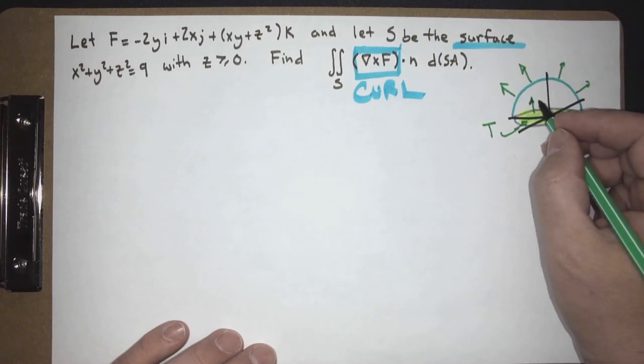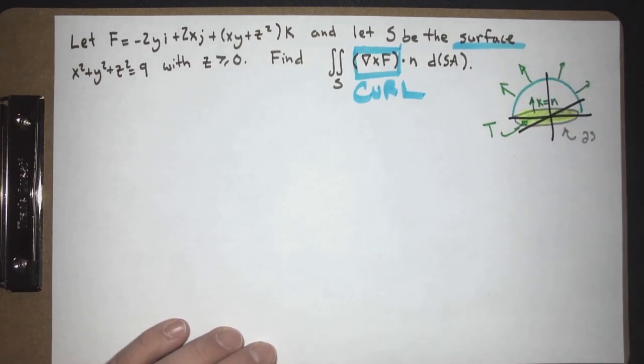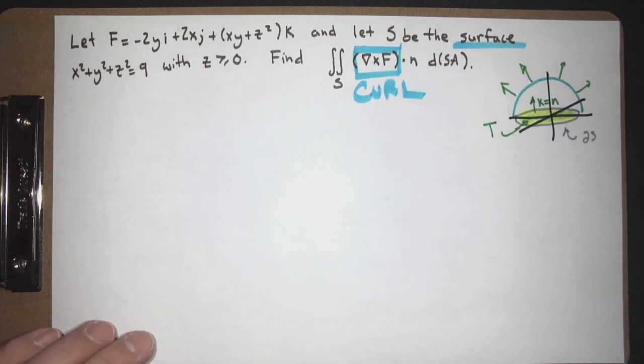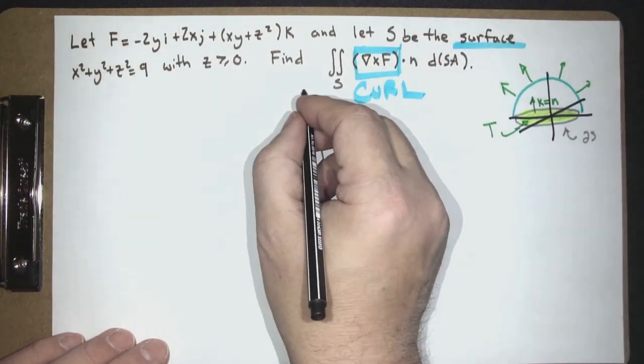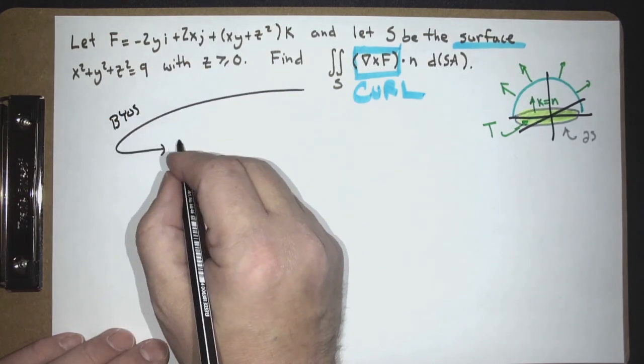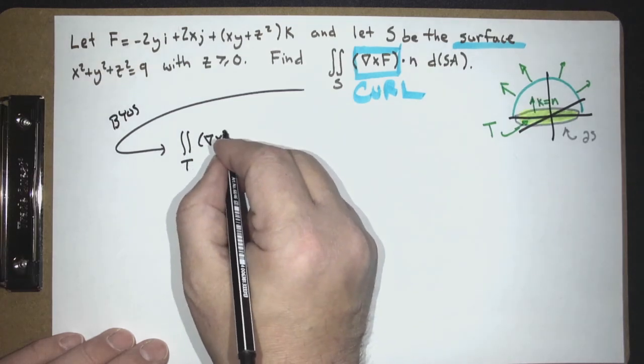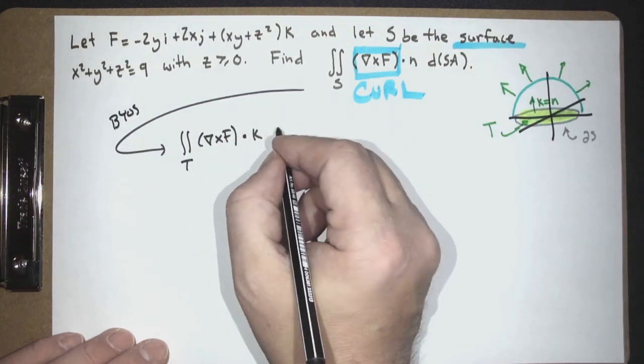Yeah, it's a vector that points straight up. So n equals k. So we can say, hey, good news. From bring your own surface, this is the same as the integral over T of del cross F dot k.